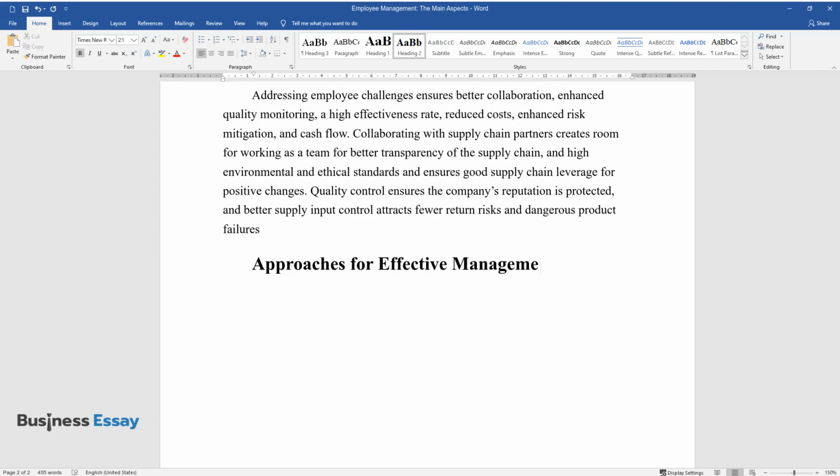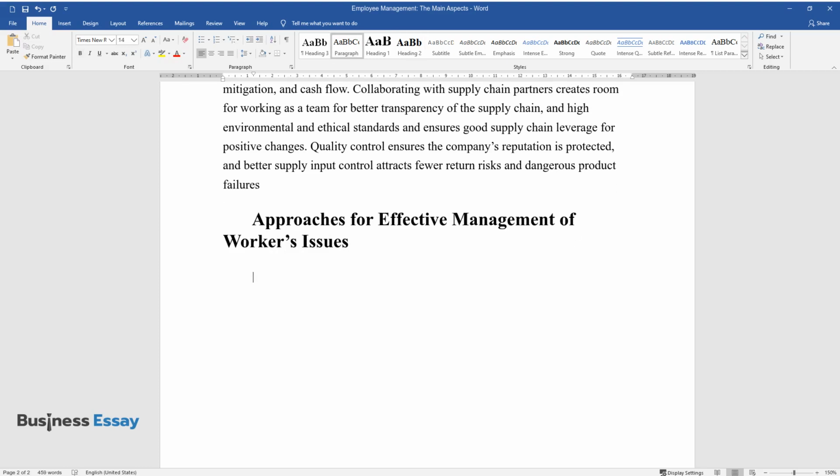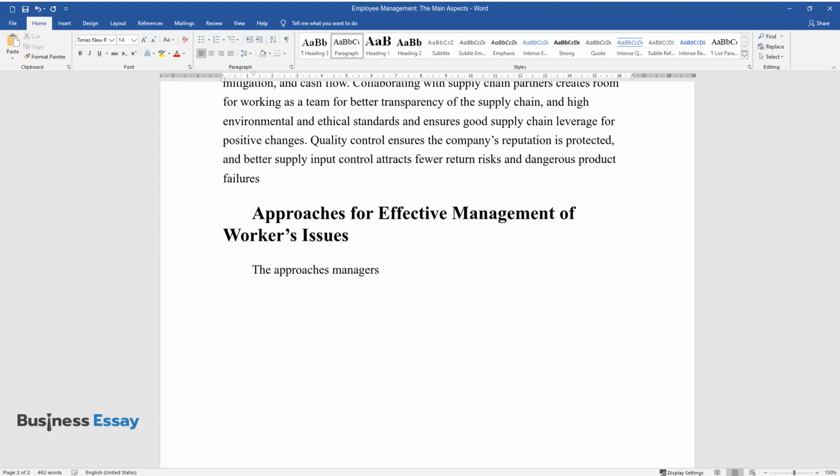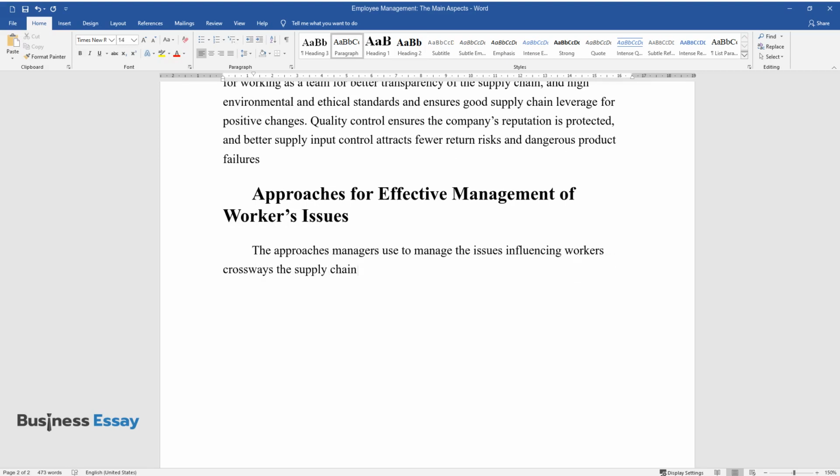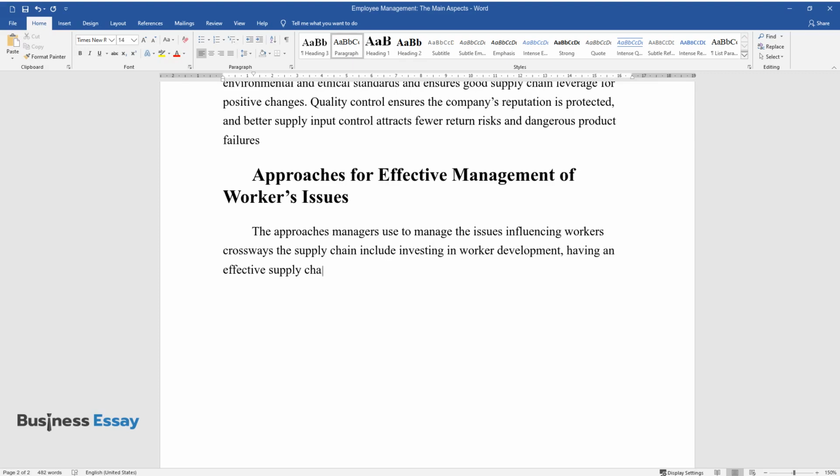Approaches for effective management of workers' issues. The approaches managers use to manage the issues influencing workers across the supply chain include investing in worker development, having an effective supply chain, and adapting to new technologies.